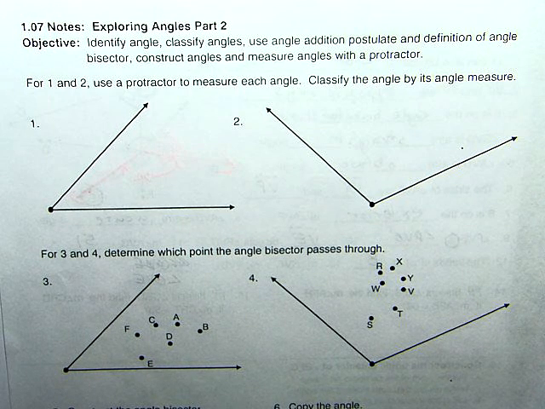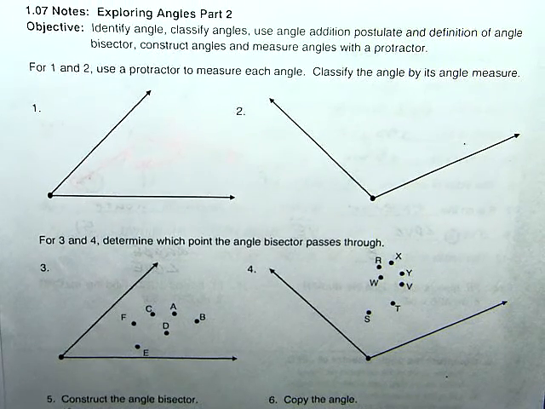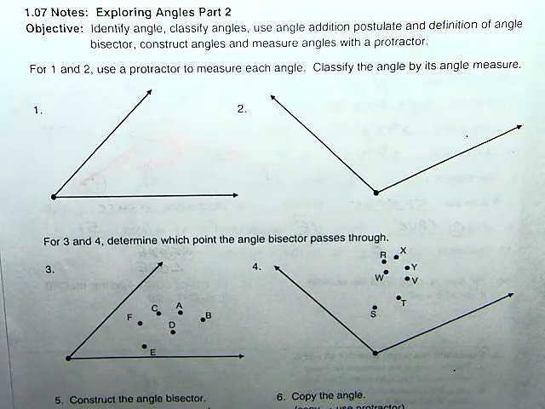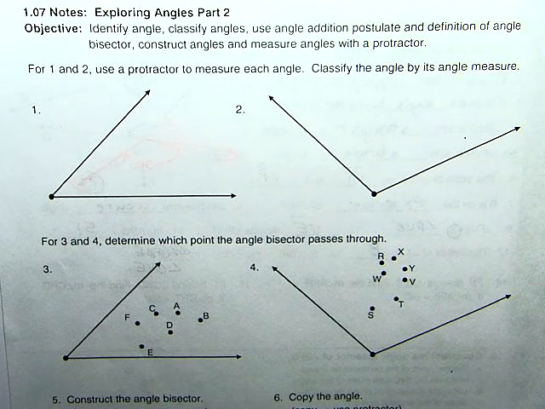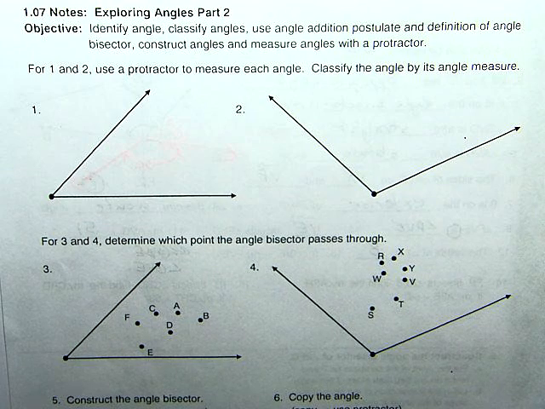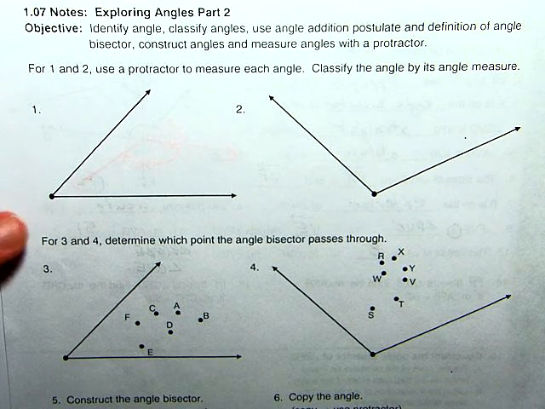So now let's learn something about how to actually take this protractor and measure some real angles. Let's turn to our 1.07 notes section, and the objective for this lesson is to identify angles, classify angles, use the angle addition postulate, and the definition of angle bisector to construct angles and measure angles with a protractor. Okay, so we're going to go ahead and learn how to use this protractor.